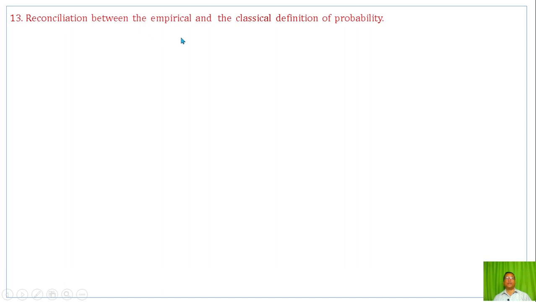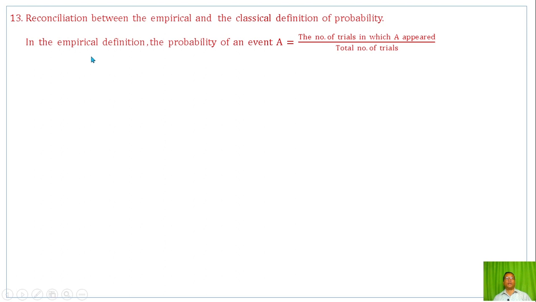Reconciliation between the empirical and the classical definition of probability. In the empirical definition, the probability of an event A is equal to the number of trials in which A appeared divided by the total number of trials.